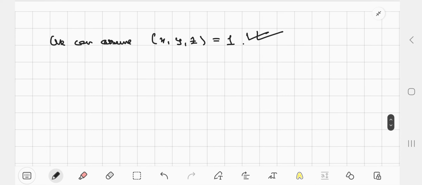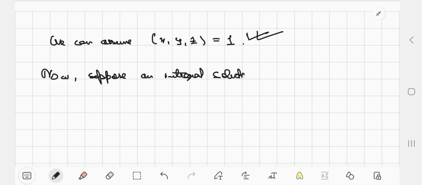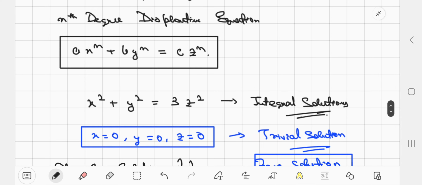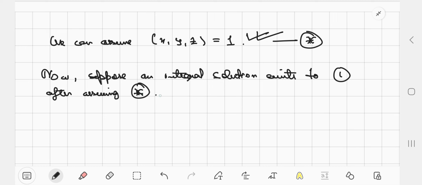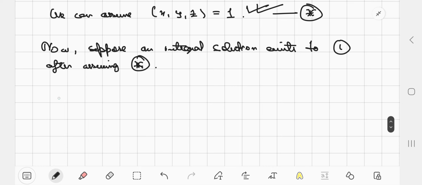Okay, now suppose an integral solution exists to the equation, let me name it as star, after assuming star.